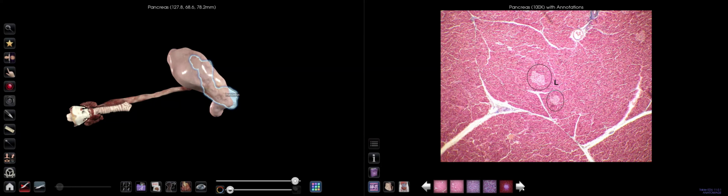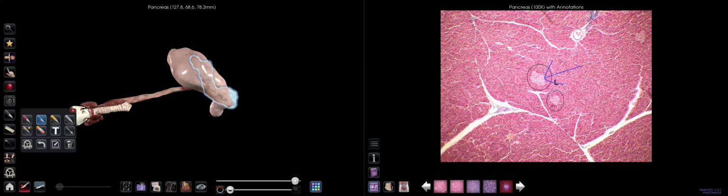But you'll see in the tissue here these small white patches, which we call pancreatic islets or islets of Langerhans. That's why there's an L here for islets of Langerhans. As you can see, right there is a pancreatic islet, or islet of Langerhans. So this is the endocrine part of the pancreas.